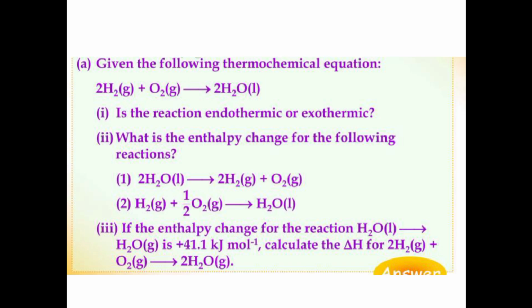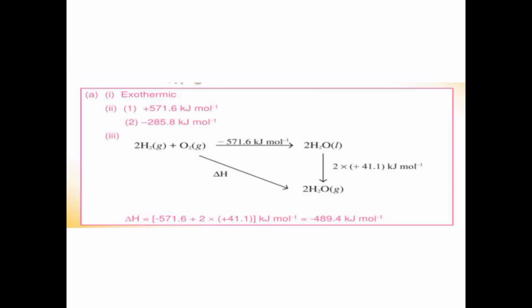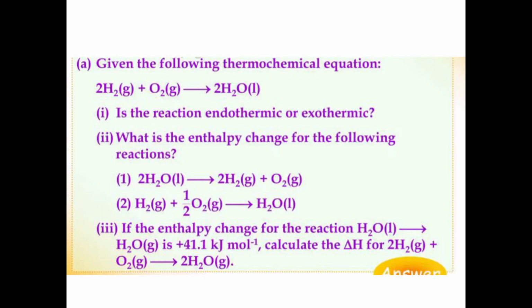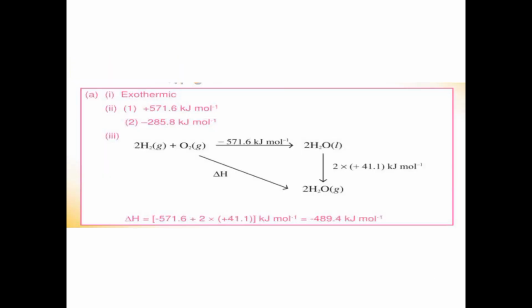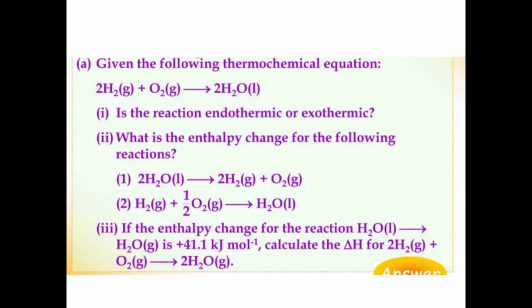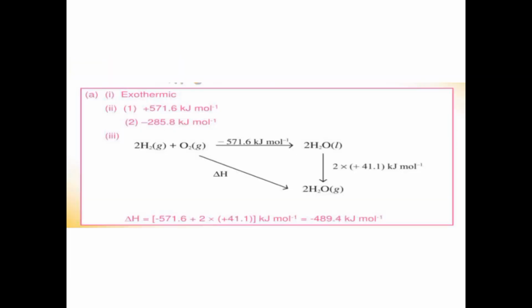Any reaction that involves O2 is a combustion reaction, is exothermic. Then the second question that was asked is: what is the enthalpy change for the following reaction, the 1 and 2? This is determined experimentally, and it is minus 571.6 kilojoules. The second one is minus 285.8 kilojoules. And then the third one, we can use Hess's law to determine this.